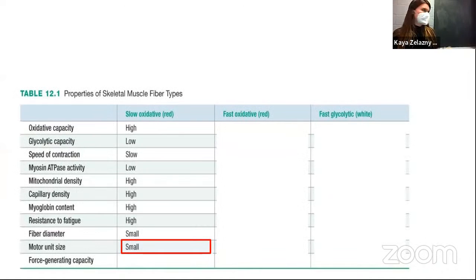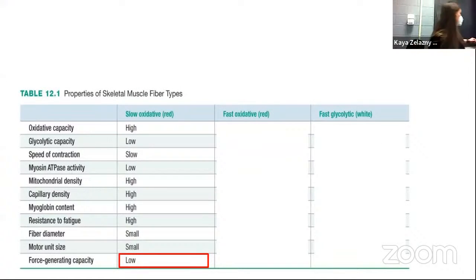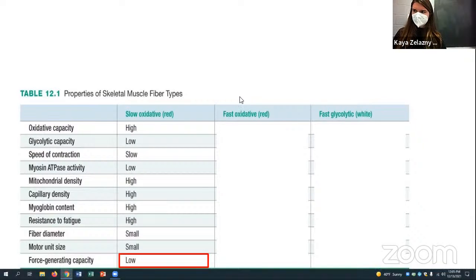Small, yep. So finally, force generating capacity is, yeah, small. So because these fibers are narrow, they're small in diameter, that means we don't have as many myofibrils in a row, not as many sarcomeres, not as much force generating capacity. So you guys can do this on your own and go through the other two types. Seems like people are pretty happy on this.